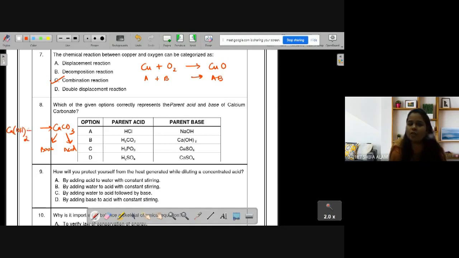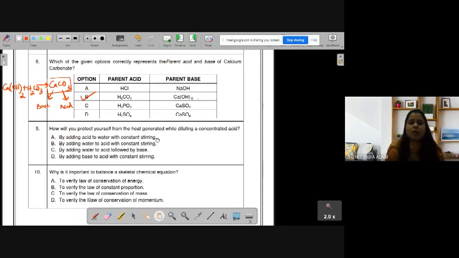That means hydroxide containing compounds are bases, and the acid that contains CO3 could be H2CO3. When both of them combine together, they give us calcium carbonate as the salt. So the option that carries this acid and base would be option B. H2CO3 is the parent acid and calcium hydroxide is the parent base.